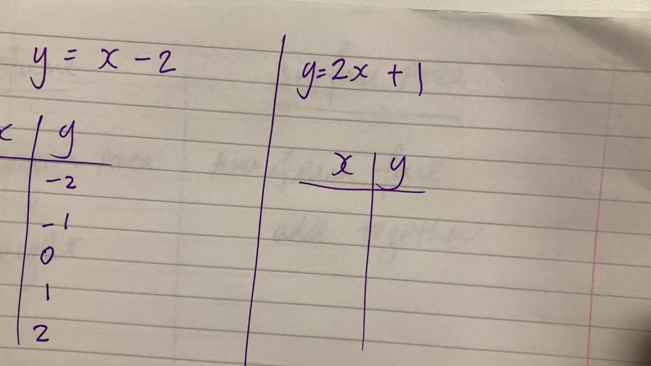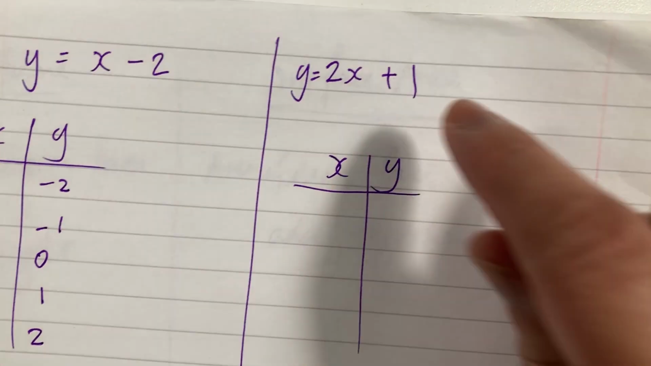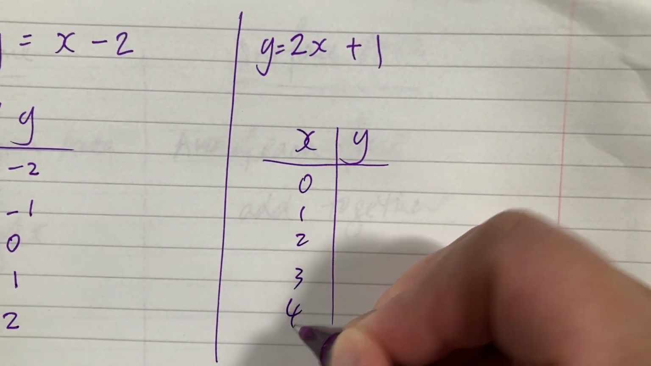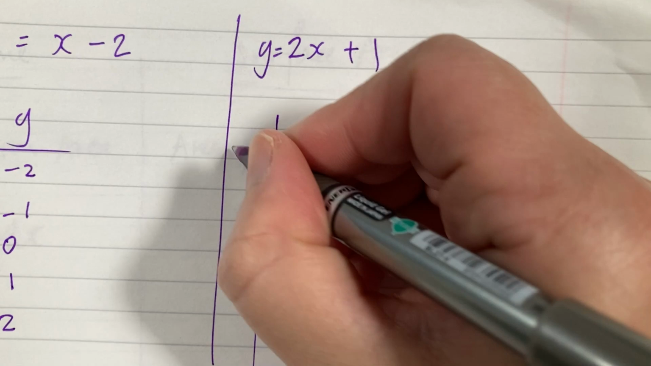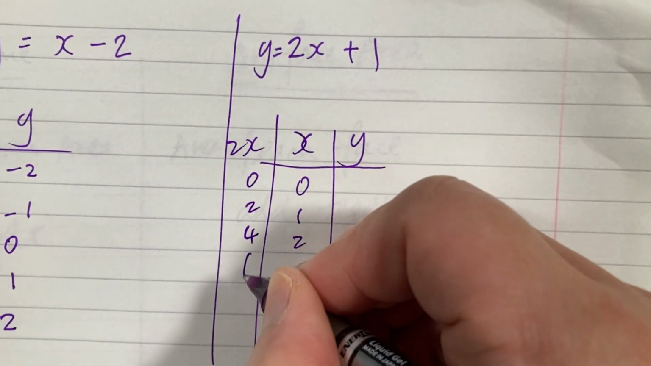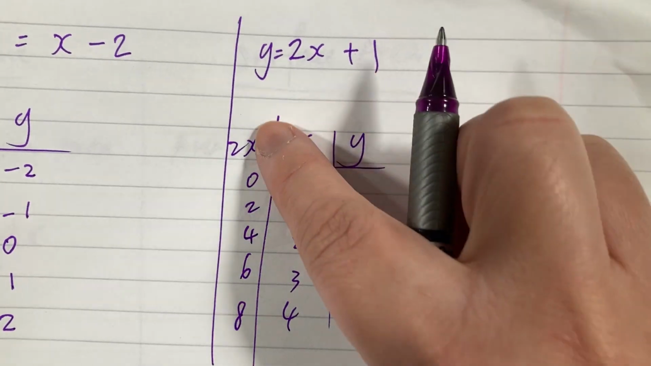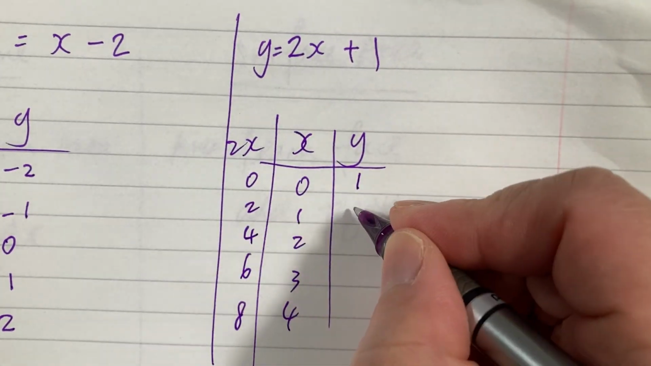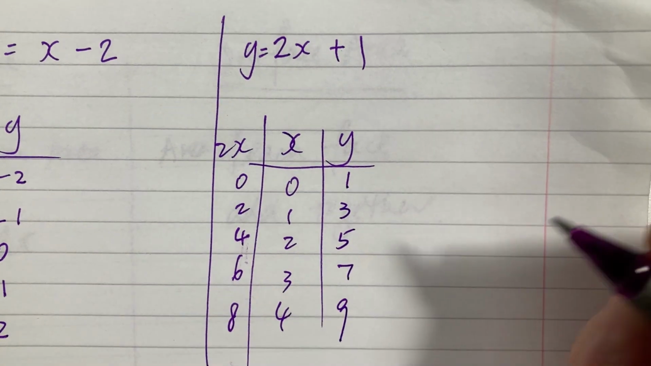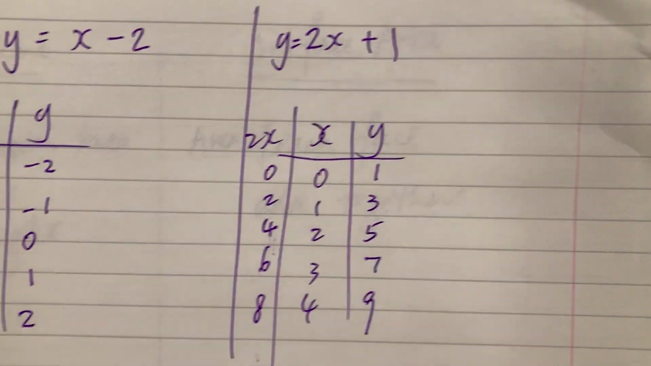This one means 1 more than the 2 times table. So you can still fit the same thing. In my 2 times table, normally 2x is 0, 2, 4, 6, 8. I just need 1 more than that. So that is 1. That is going to be 3, 5, 7, 9. And that's what we have learned before. So it's a quick recap.